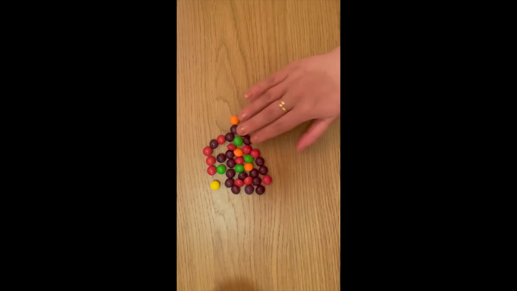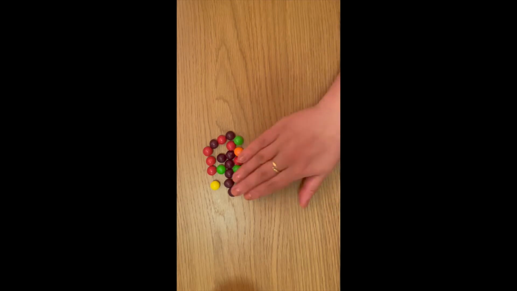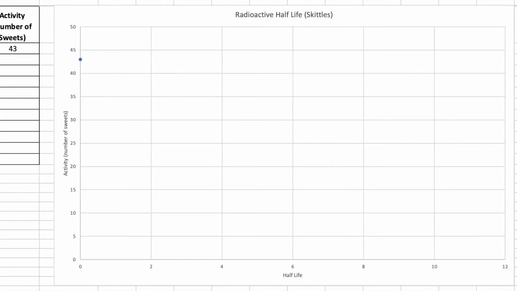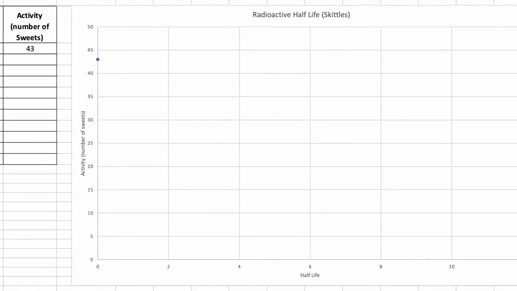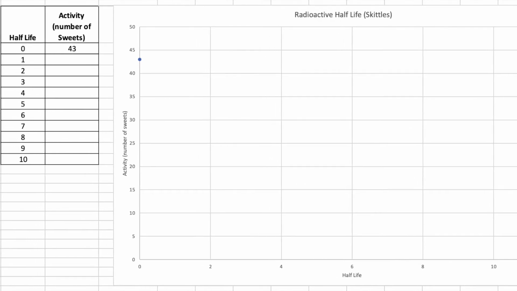So first we start with our cup of radioactive Skittle atoms. The first thing to do is count how many radioactive atoms we have, so go ahead and count them. Remember not to eat any of them yet, as they're all radioactive. So you can see that we've got 43, and we can put this number into our table at t=0, and you'll see as we go along that we start to build up a graph of the half-life over time.